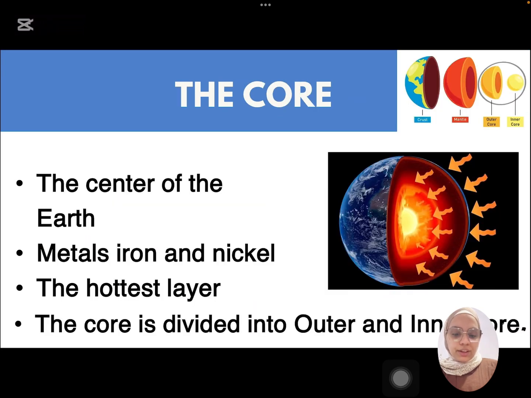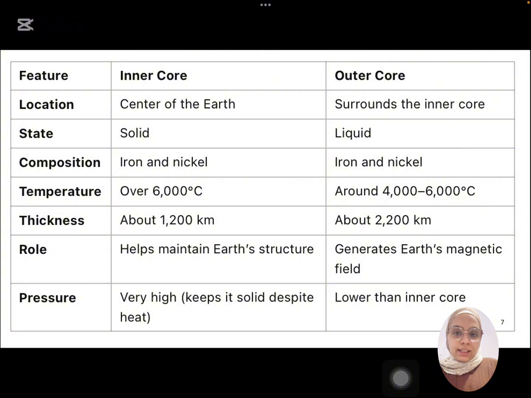Now let's talk about the last layer, which is the core. As you can see here, the core is divided into outer core and inner core. Both of them are made of metals, mainly iron and nickel. But what about the difference between the outer core and the inner core? Here you can see the differences between the outer core and the inner core. The outer core surrounds the inner core, and the inner core is at the center of the earth.